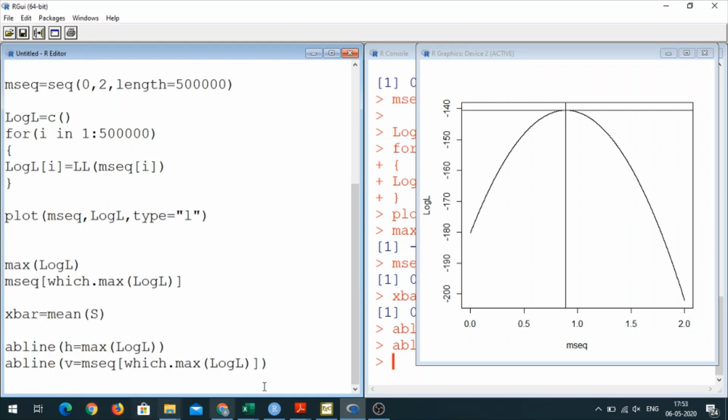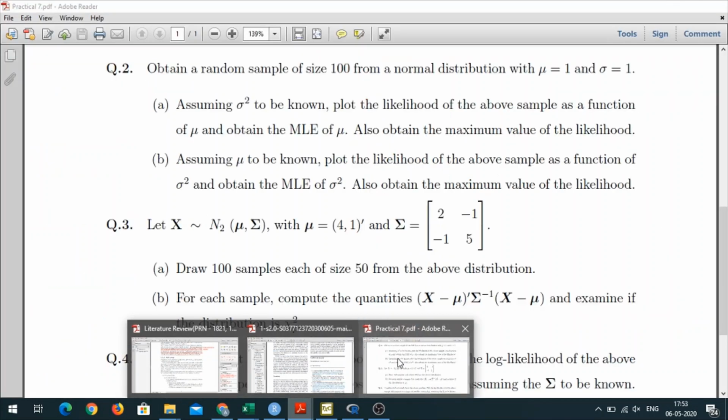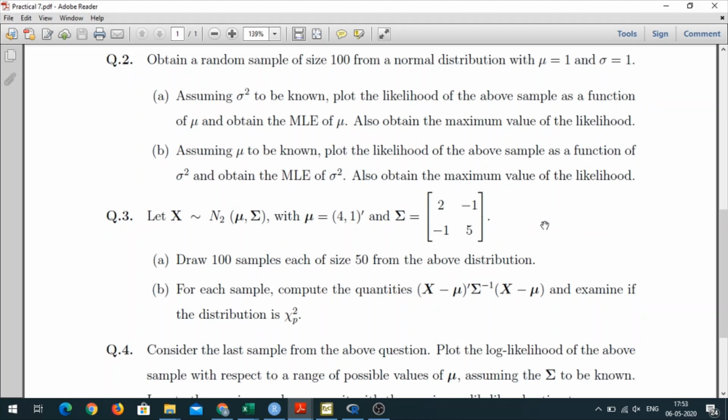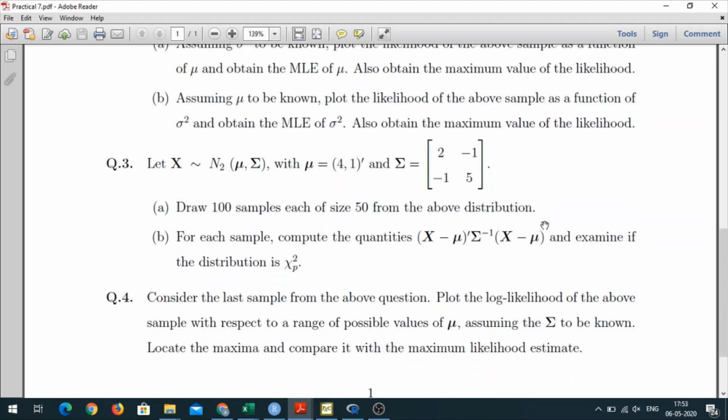So the same story we have to repeat with sigma. Assuming mu to be known, plot the likelihood of the above sample as a function of sigma square and obtain the MLE of sigma. It's exactly the same code. Okay, now let me move to question 3.